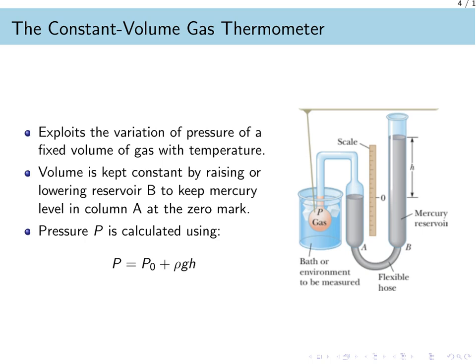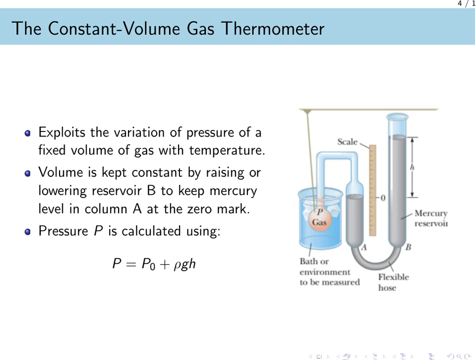To overcome the limitations of liquids, we use the constant volume gas thermometer. This device exploits the fact that the pressure of a fixed volume of gas varies with temperature. As shown in the diagram, a gas-filled flask is immersed in the environment to be measured. To keep the volume constant, we adjust the height of a mercury reservoir, labeled B, until the mercury level in column A returns to the 0 mark on the scale.